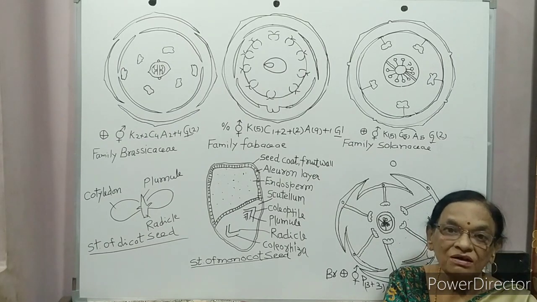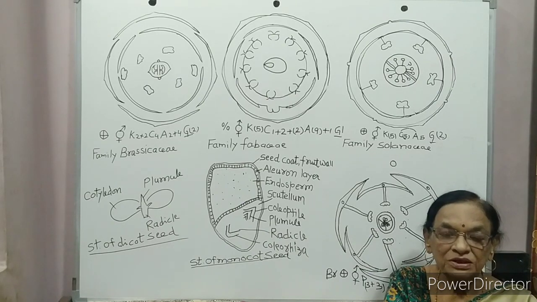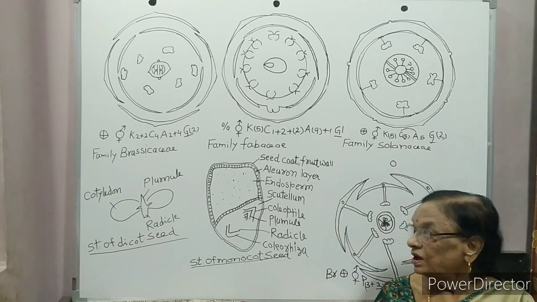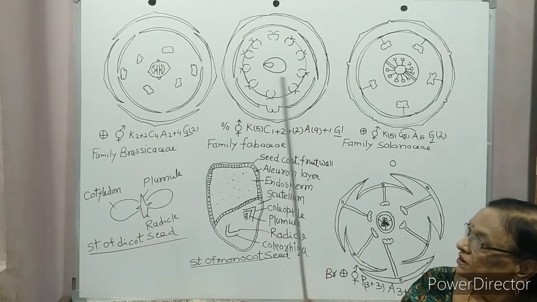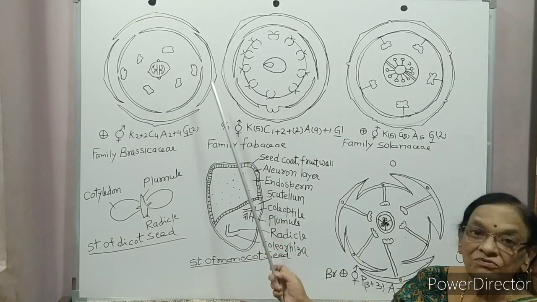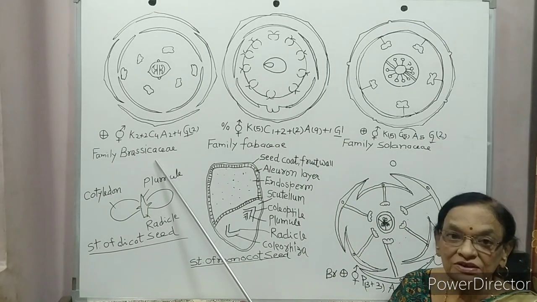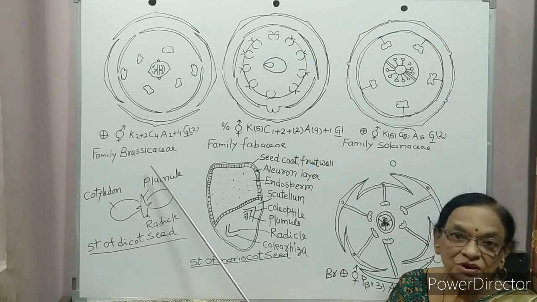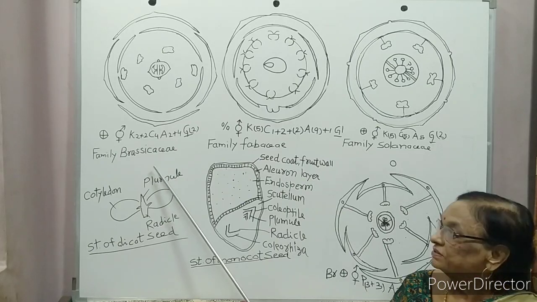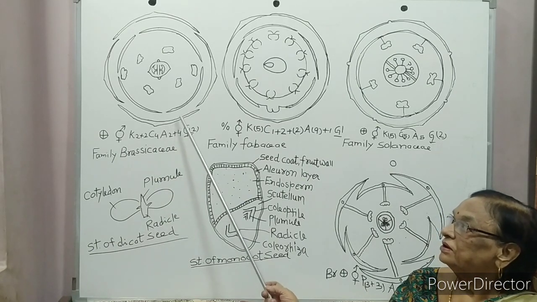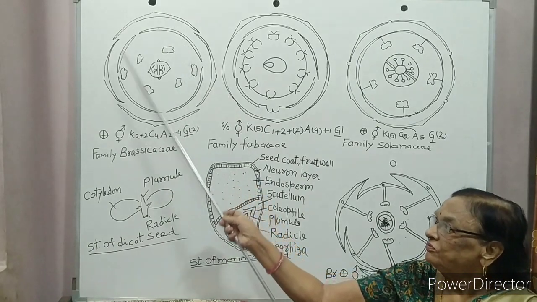Then the position of the ovary, whether it is inferior or superior. Adhesion of stamens is shown. Now for example, this is the floral diagram of family Brassicaceae. This Brassicaceae family has 4 sepals. 1, 2, 3, 4.